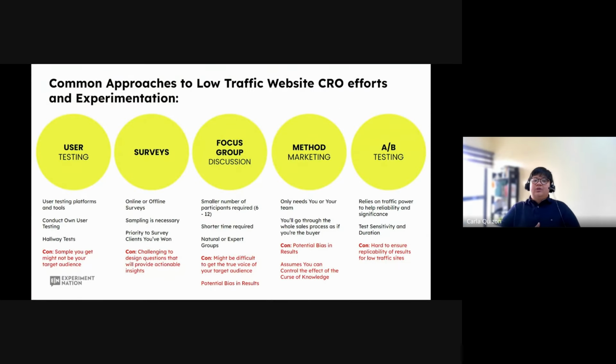Now, when we talk about optimization for low traffic sites, these five things immediately come to mind. User testing, surveys, FGDs, method marketing, A/B testing. There are a lot of tools out there that are great and easy to use, but buying tools doesn't mean you're doing CRO. All these five options have their strengths and weaknesses, but all of them may present bias and other errors. Well, this is true even for high traffic sites.